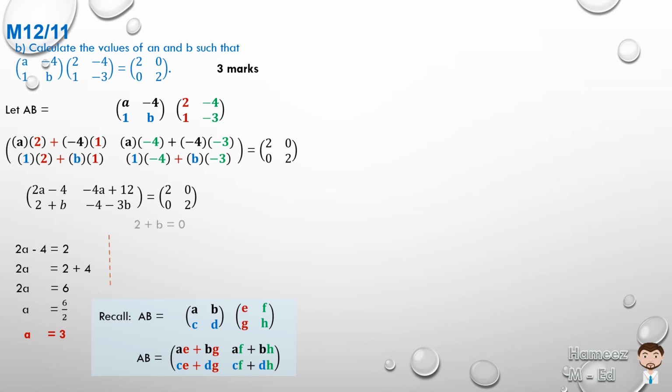And I'm using 2 plus b, the third term. 2 plus b is equal to 0. So b is equal to, carry the plus 2 across, it will become minus 2. So we've solved for a and b. You could have used the other two terms and still solved for a and b. That's fine, multiple ways to solve, and there's no reason to do it twice.